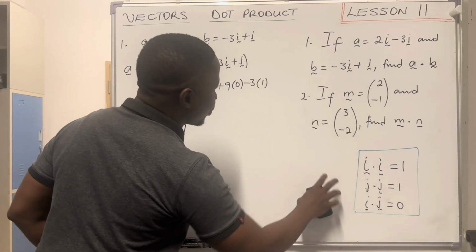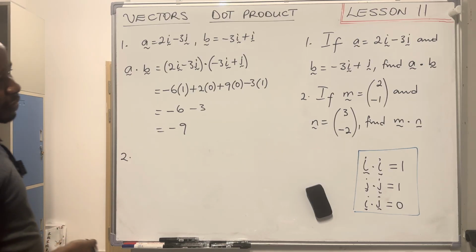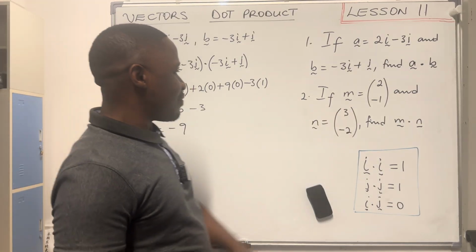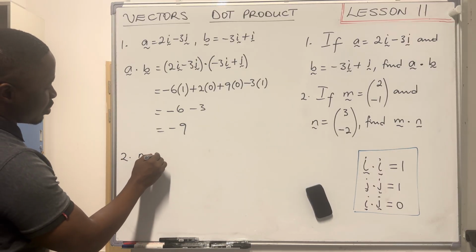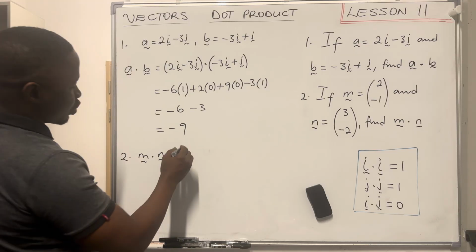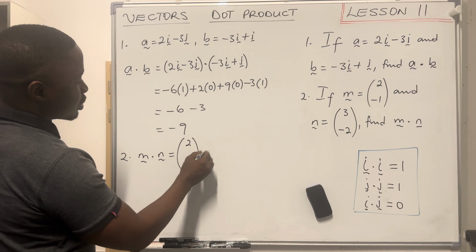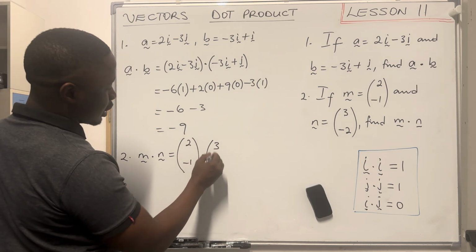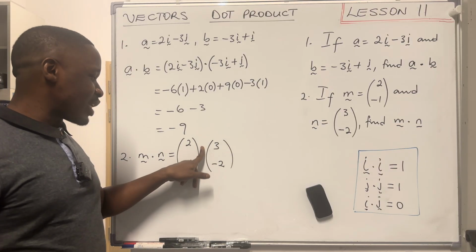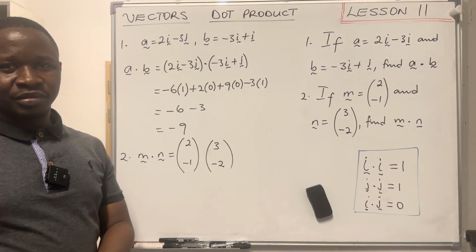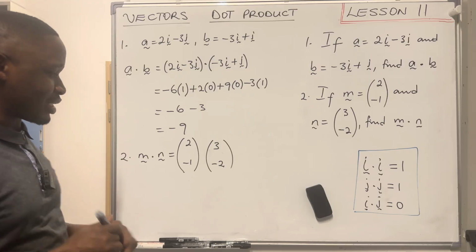So the second one, I will not do it in that long way again. The second one is we are given vector m and vector n. Then we want to find m dot n. Vector m dot vector n. M is what? 2, minus 1, dotted with what? N is 3, minus 2. Please do not underrate the dot. If there is no dot, it means something else. Let there be a dot. Do not forget.